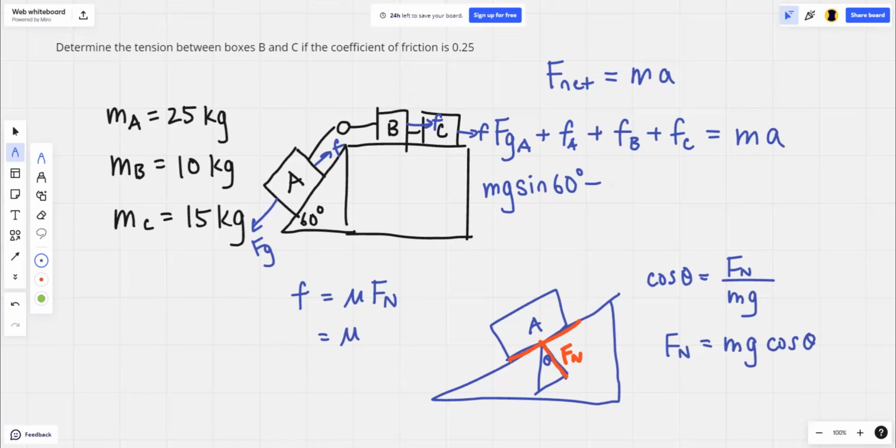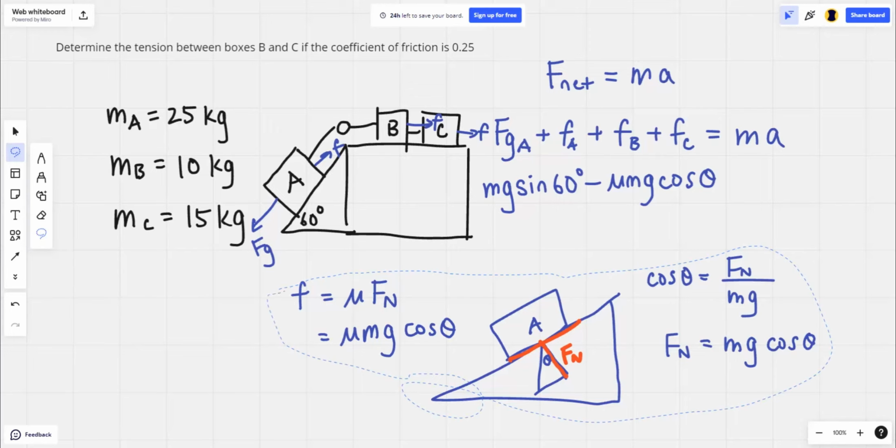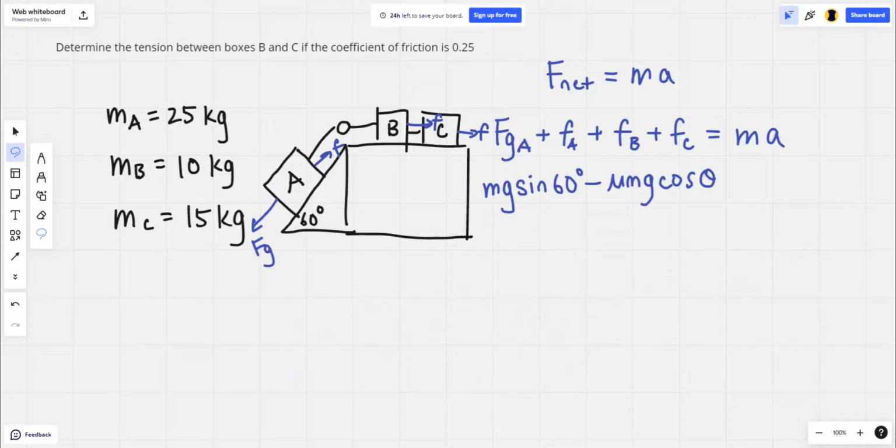Okay, so now we can add it back here. The force of friction is mu mg cos theta. So let's put this right here, and pick some space again. Hopefully this goes better than last time. Oh, very nice. Okay.